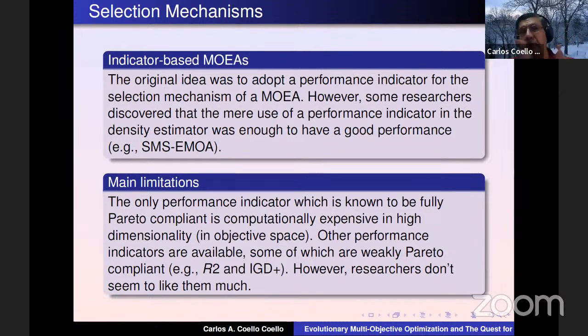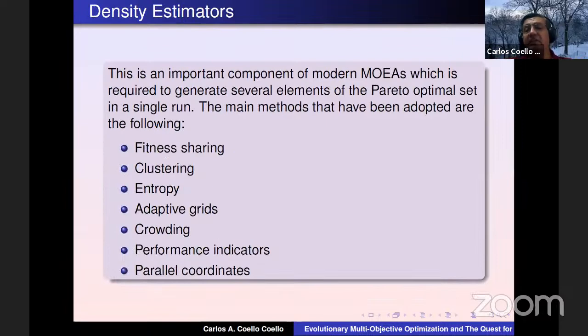It's an interesting area. I particularly like this area a lot, but not that many people are interested in indicator-based selection. Regarding density estimators, as I mentioned before, this is a very important mechanism, and many proposals have been made, going from fitness sharing, clustering, entropy, the use of adaptive grids, crowding, performance indicators, and parallel coordinates. Actually, performance indicators are relatively popular as density estimators. They are not popular as selection mechanisms, but as performance indicators, many people have used them, particularly the hypervolume.